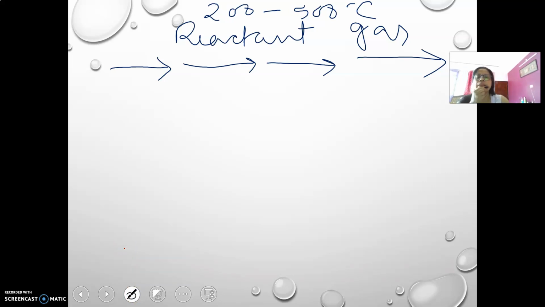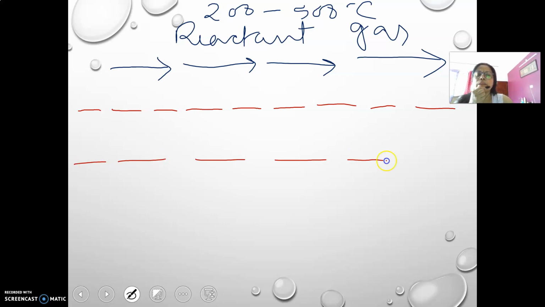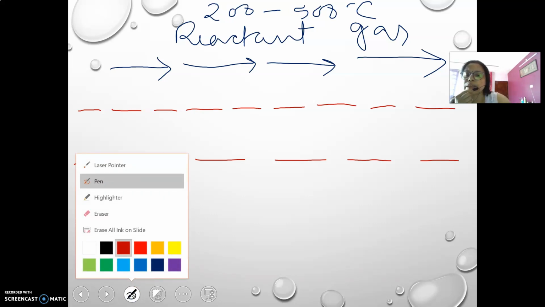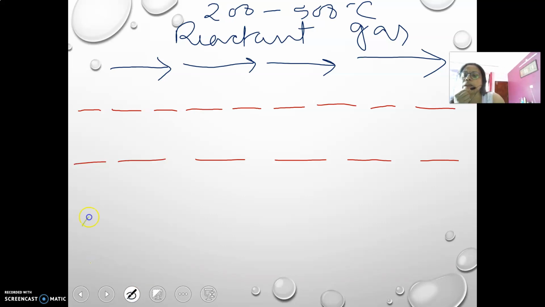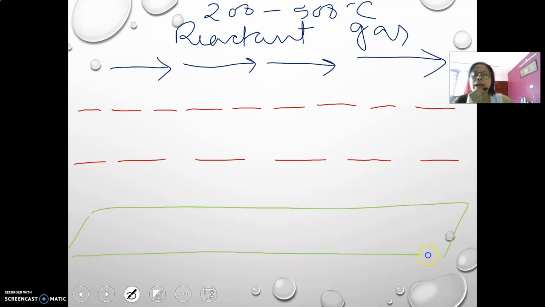We create a boundary surface with holes in it. Suppose we have a surface with holes in between, and below this boundary layer we keep our substance where we want to have the coating. Suppose this is our surface where we want to have the coating of the reactant gas.